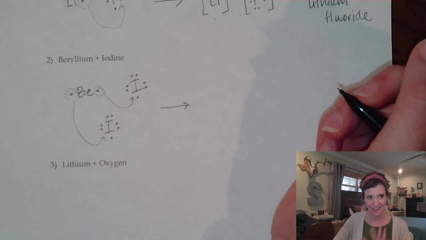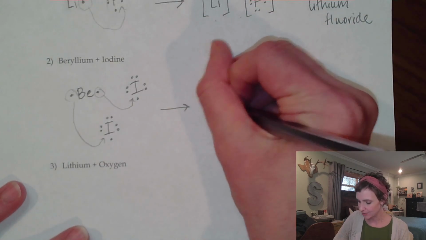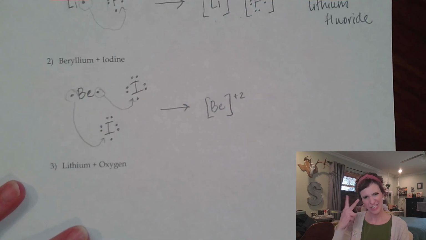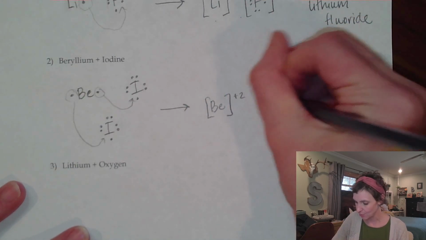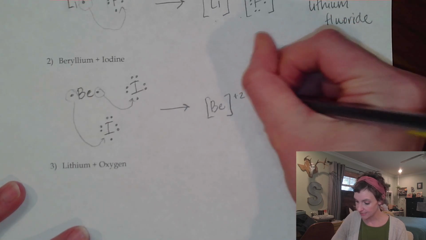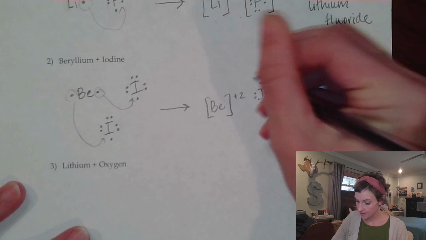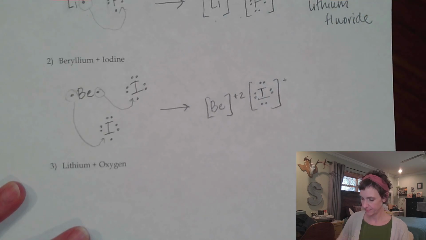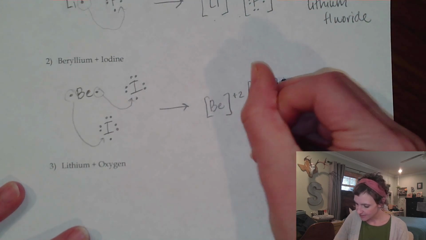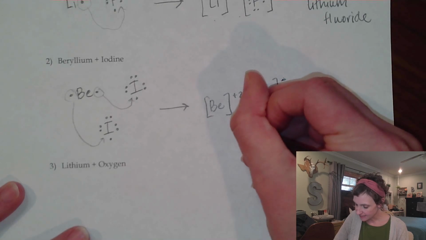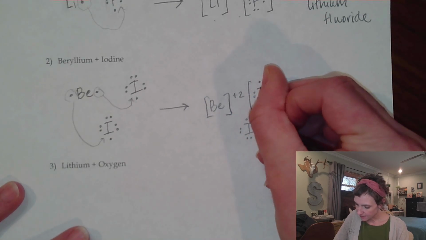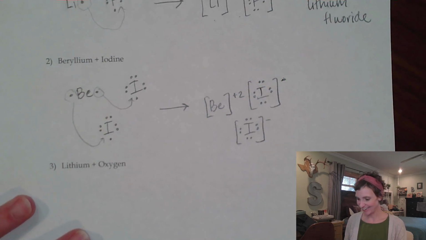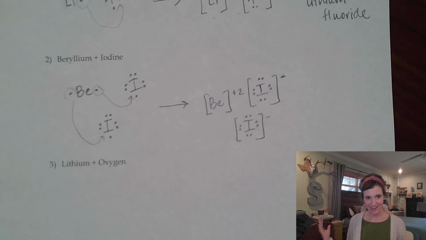Let's show that cation and the anions that we've created. So beryllium has lost his 2 valence electrons, so we will show him as that. And now I've got 2 iodines. Each one will totally have 8 dots. And each one gained 1 from beryllium. So that's a negative right there. So here's my second iodine. Y'all, we just made another ionic compound.